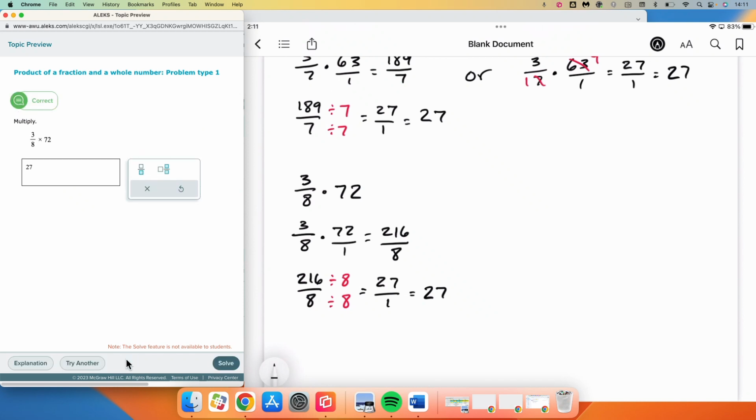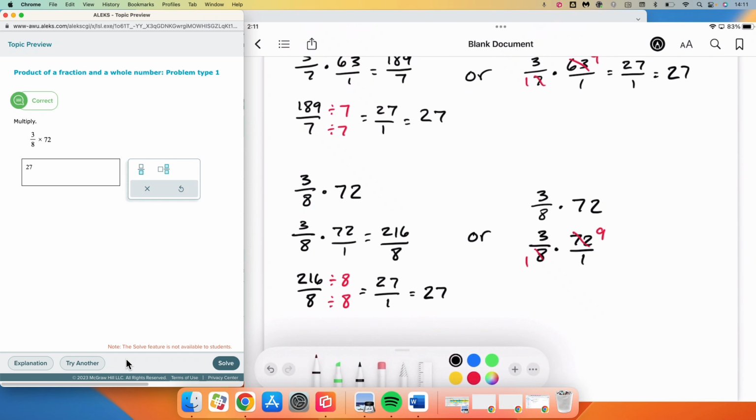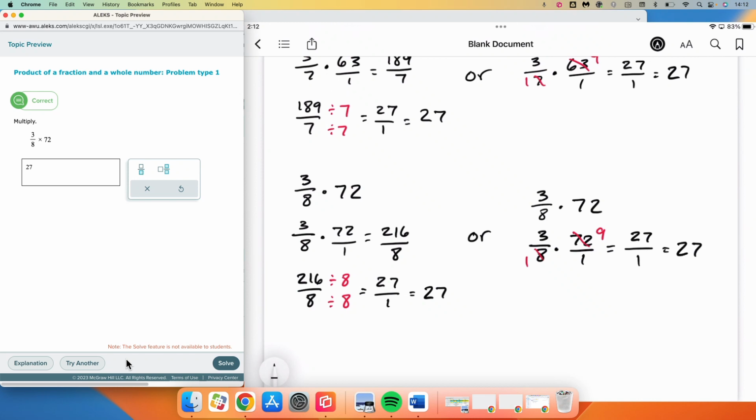It is 27, and I am going to demonstrate the cross-canceling method here as well for this problem. So 3/8 times 72 is equivalent to 3/8 times 72 over 1. For cross-canceling, what would happen is we would recognize that 8 and 72 are both divisible by 8. 8 divided by 8 makes 1. 72 divided by 8 makes 9. Then we have 3 times 9 is 27, and 1 times 1 is 1, which also produces an answer of 27.